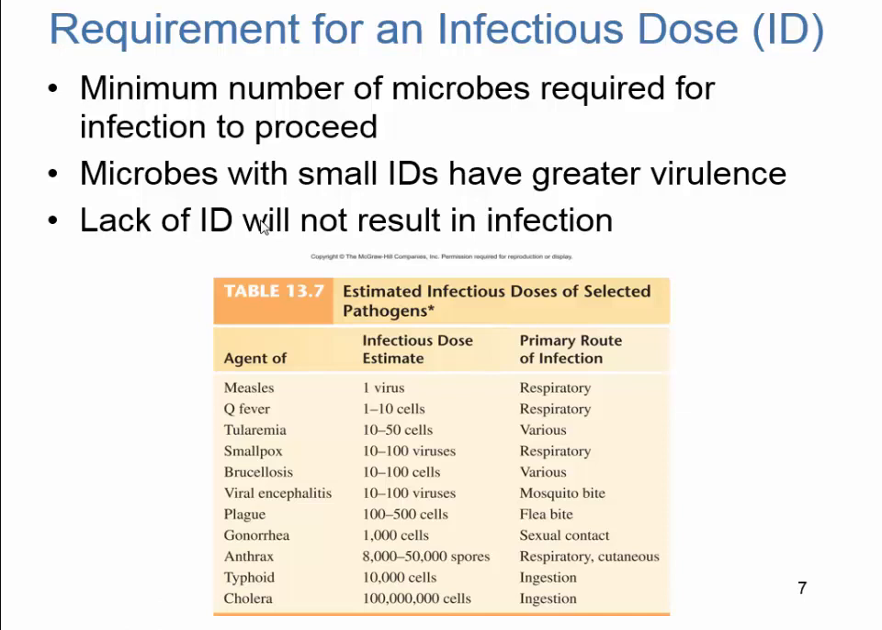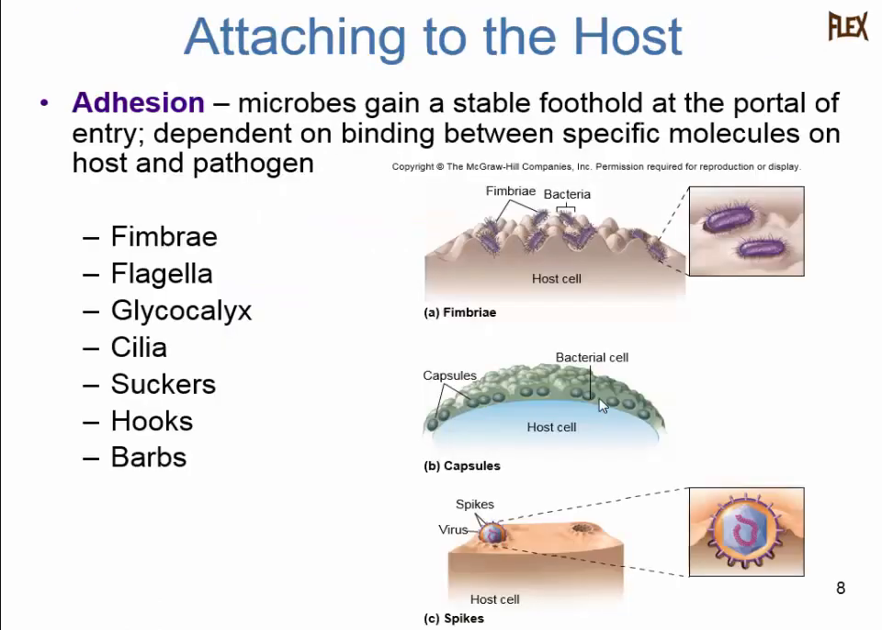To reach the infectious dose, the microbe must first be able to attach to your respiratory cells or your host cells, depending on the infective location. In the case of measles, it would be your respiratory tract. And upon attaching, it then has to colonize that area and begin replicating to reach the infective dose.